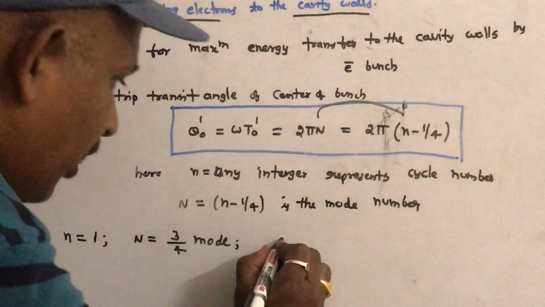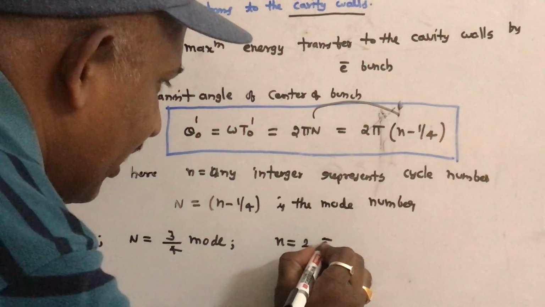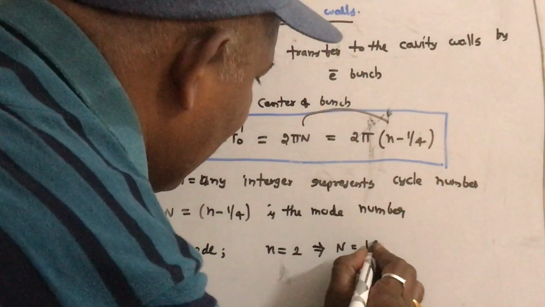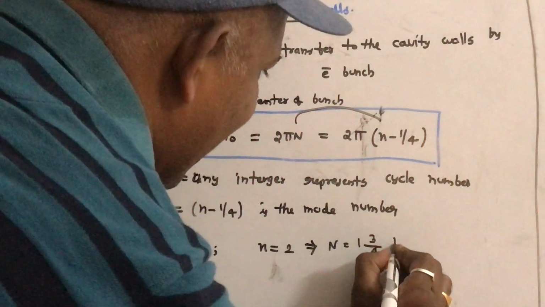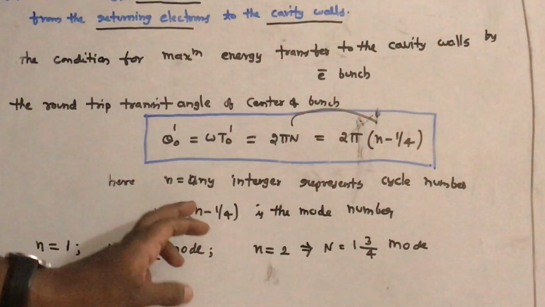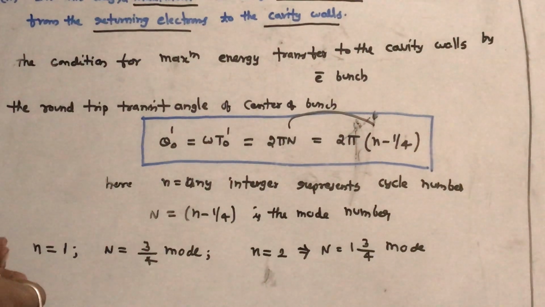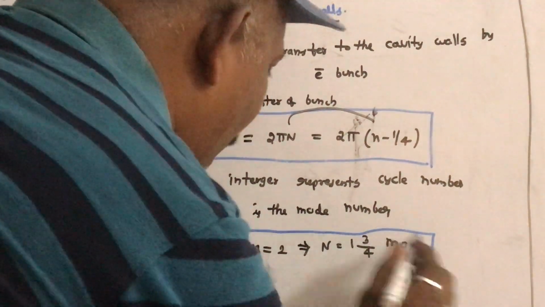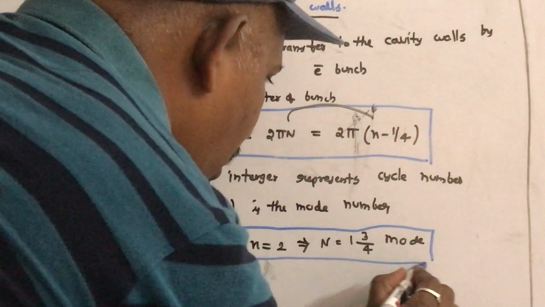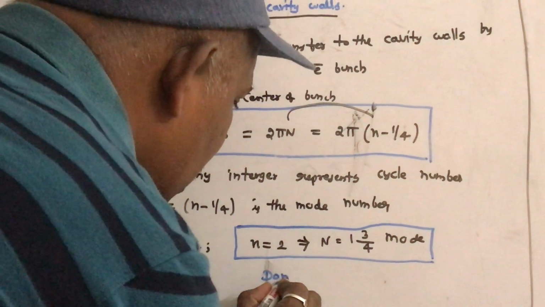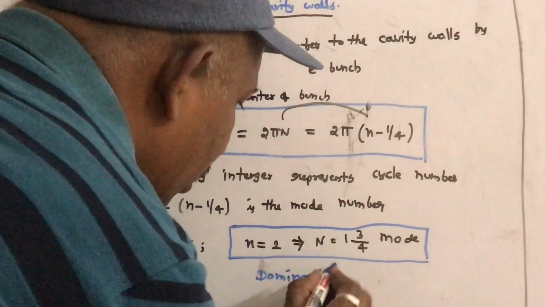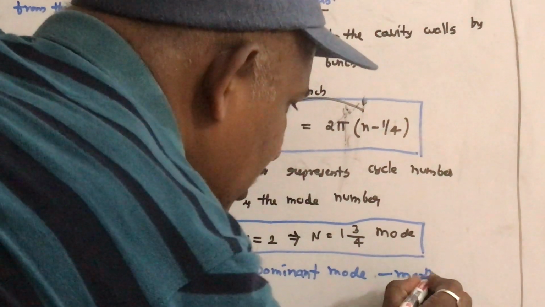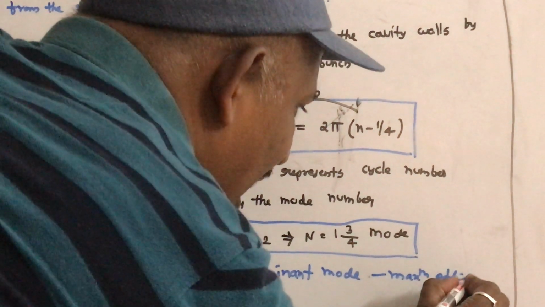So for example, if you substitute n is equal to 2, it will result in 2, 8 by 7. Therefore capital N is equal to 1, 3 by 4 mode, etc. If you substitute different values of n, we will get different modes. Remember that this mode, n is equal to 2 or capital N is equal to 1, 3 by 4, is the dominant mode. For this mode only, the maximum efficiency occurs.